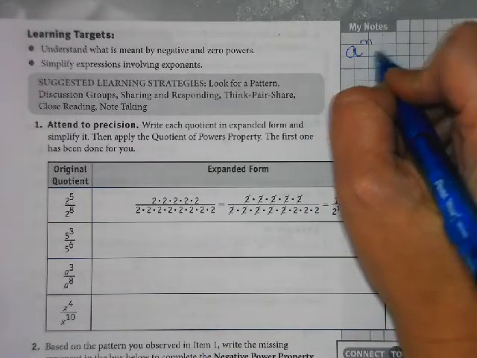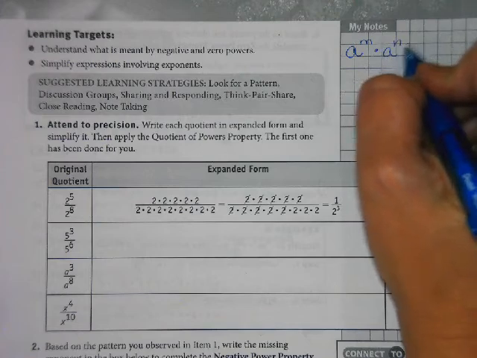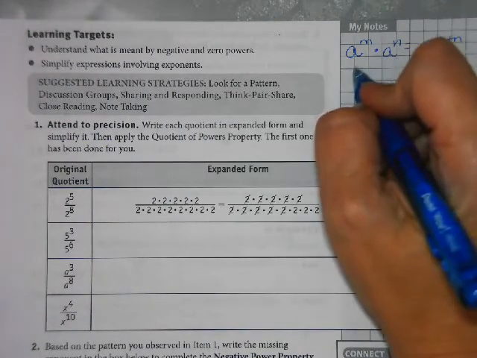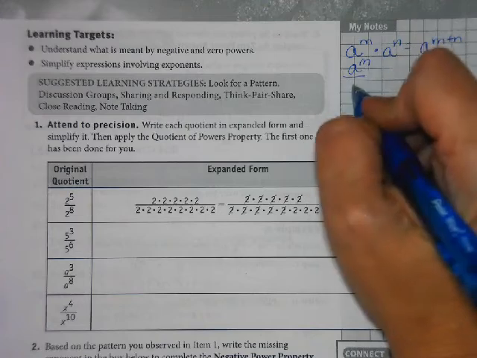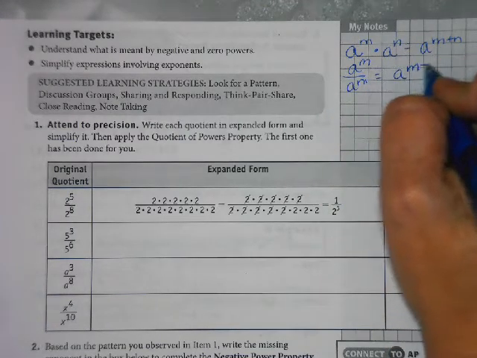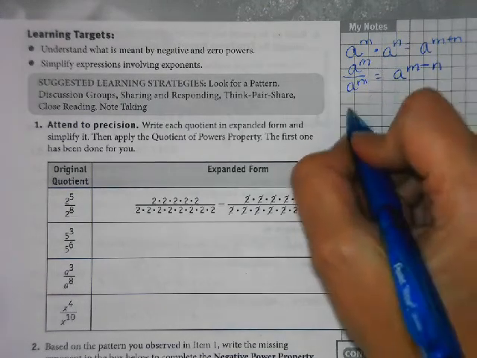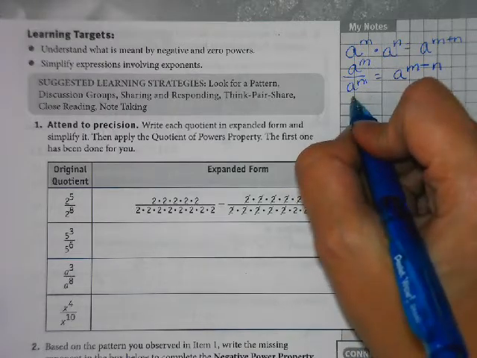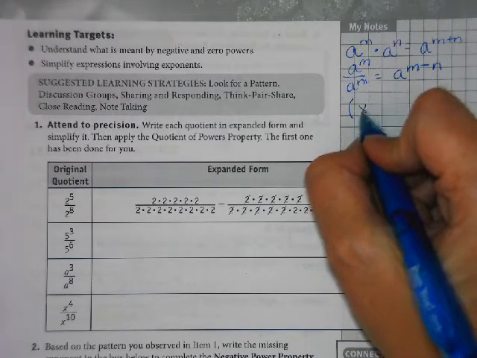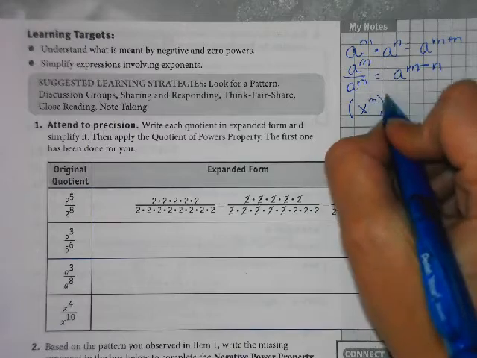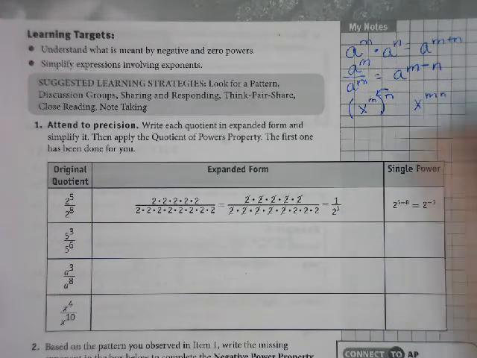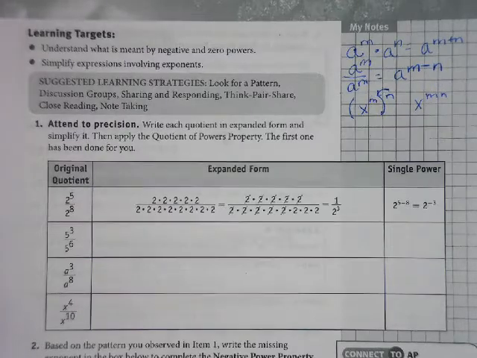So if I am multiplying like bases, then I'm going to add my exponents. We've talked about when we are dividing like bases, then we are going to subtract our exponents. And then yesterday we talked about when we have a power to a power, then we are essentially distributing and we're going to multiply. So these are going to be the last two.